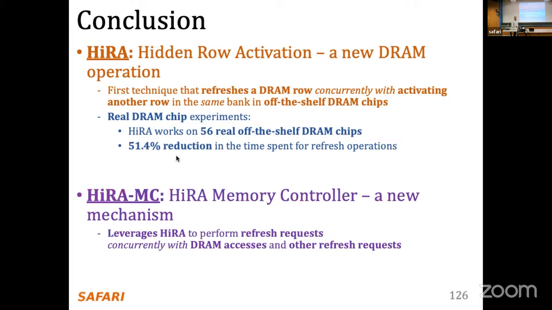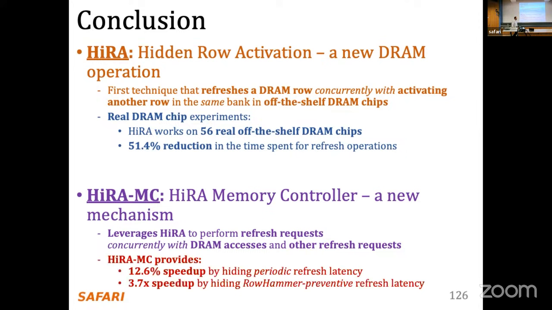And we also provide the HIRA memory controller. It's a mechanism that leverages HIRA to perform refresh requests in parallel. And it provides some significant speedup for both periodic refreshes and RowHammer preventive refreshes. Okay, this is the paper.